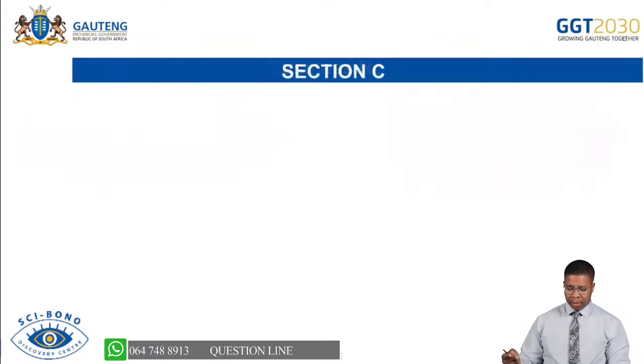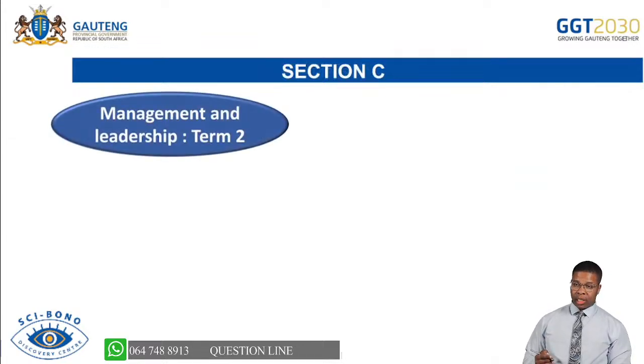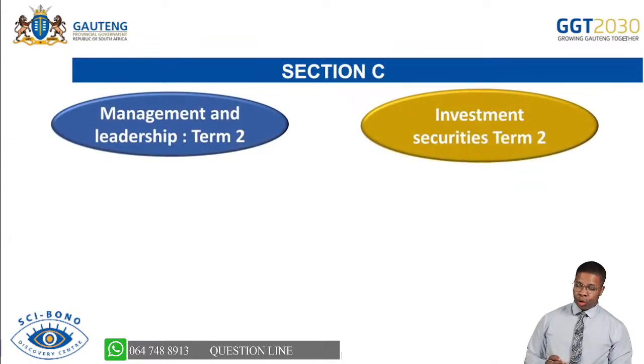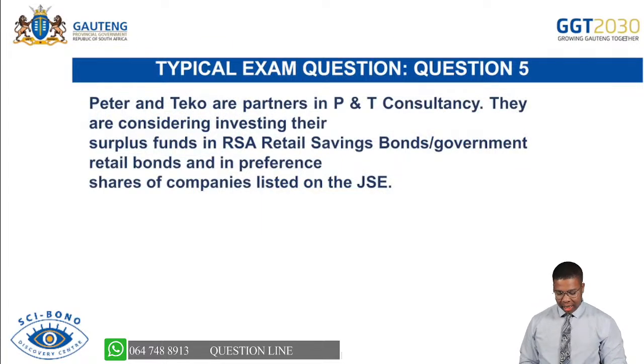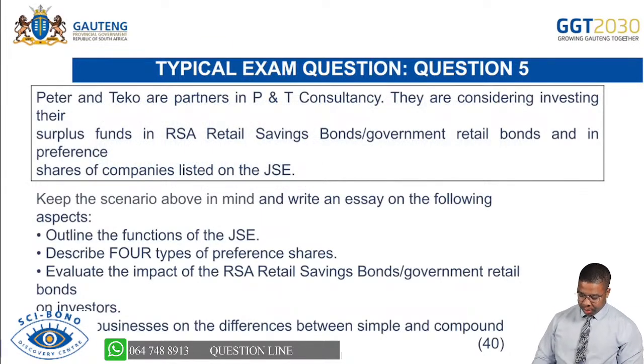Now let's check this angle by starting with a typical essay question. What can be the typical essay question for paper 2 mid-year examination? In your section C, they can assess the following under business venture. This is what they can assess. They can assess management and leadership, they can assess investment security, or they can assess investment insurance. So this is what they can assess as a possible essay. Let us look into the typical essay questions there. These are the typical essay questions.